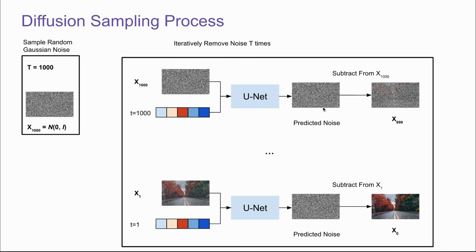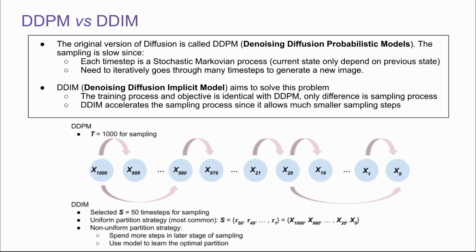And then it will output the predicted noise. And then we subtract this value from x1000 and get x999. And then we repeat this for 1000 times. In the end, we should get one x0 image. Basically, x1 minus the predicted noise equals x0. Now we're done with DDPM. Let's take a look at DDIM.